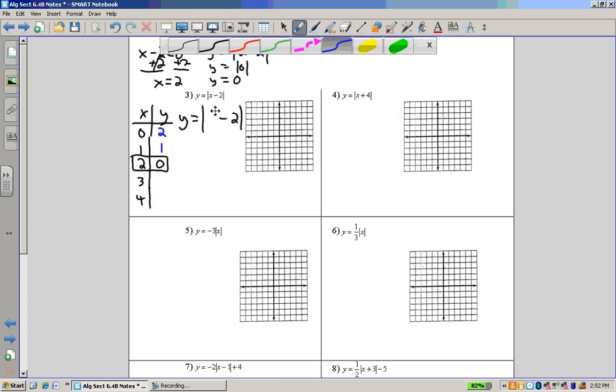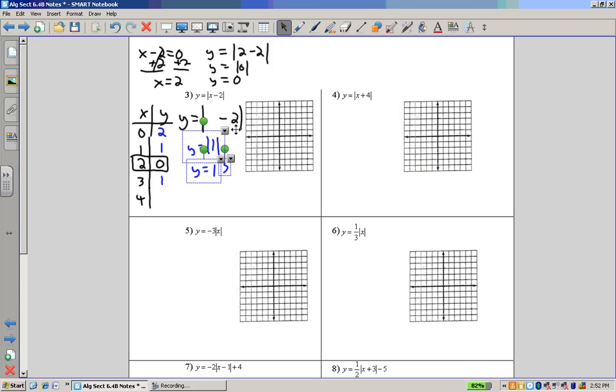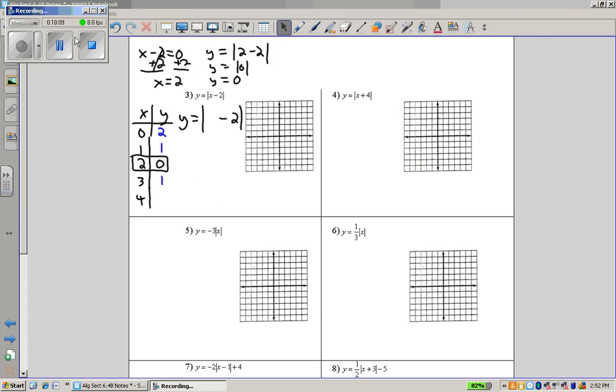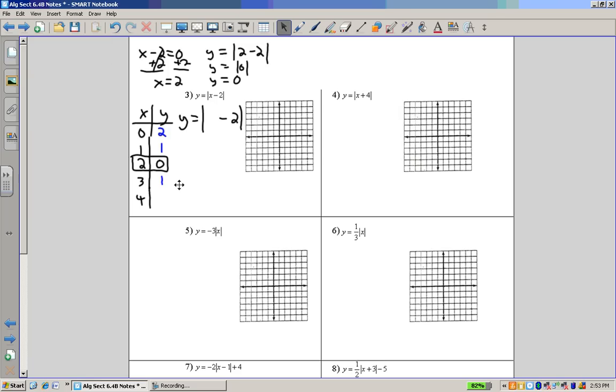Okay, let's plug in 3. 3 minus 2 is 1. Absolute value of 1 is 1. Alrighty. I'm going to plug in 4. 4 minus 2 is 2. Absolute value of 2 is 2.